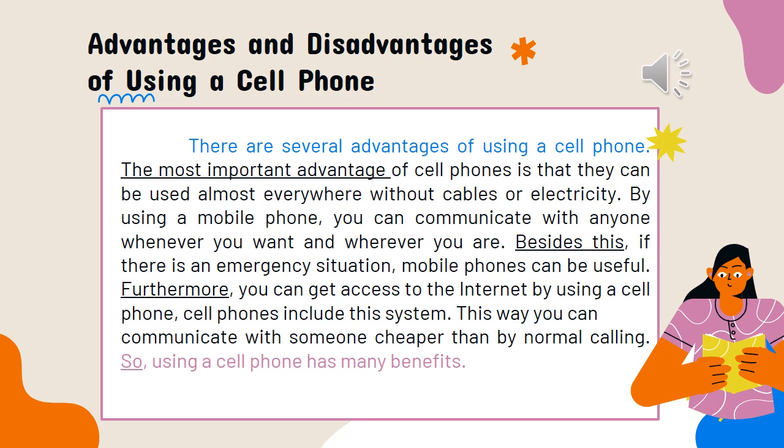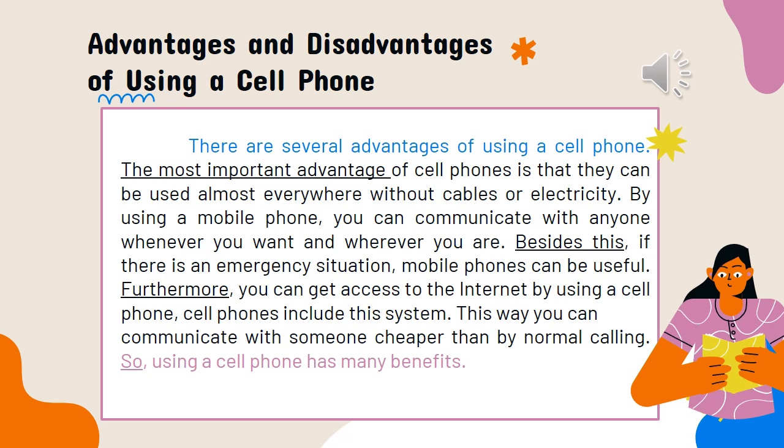So you can see we changed the sentence structure here. Several advantages of using a cell phone, and here using a cell phone has many benefits. We changed the sentence structure. This is number one. Number two, we use different words. Here we said advantages in the topic sentence. In the concluding sentence we said benefits. So we don't copy and paste, we use different words. And here we said several, here we said many.